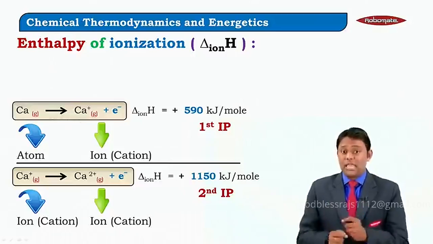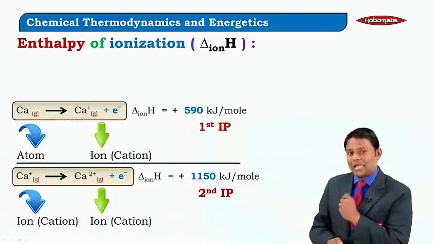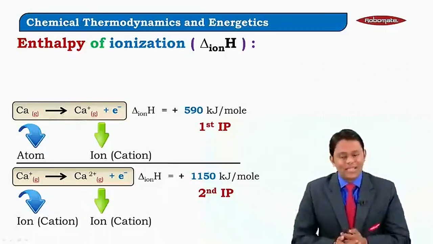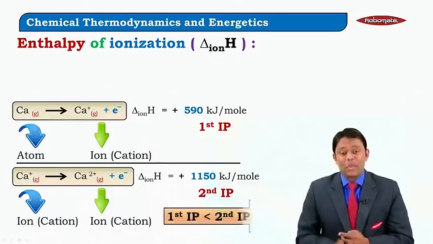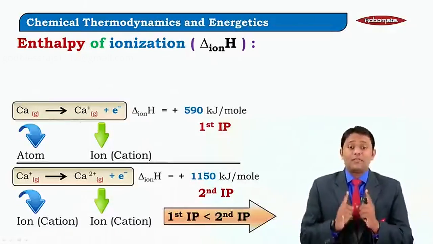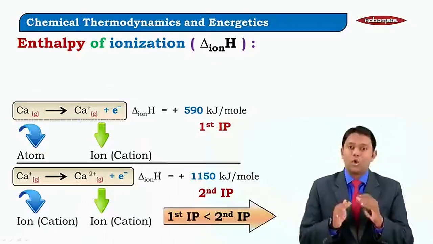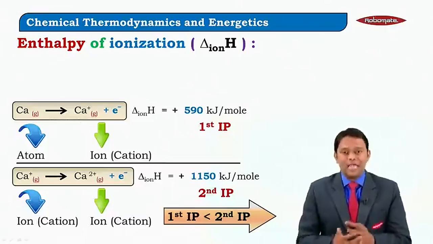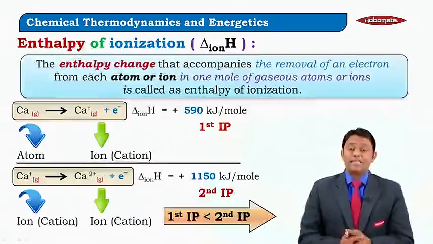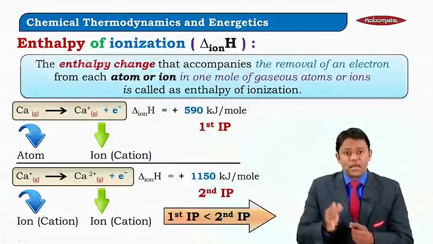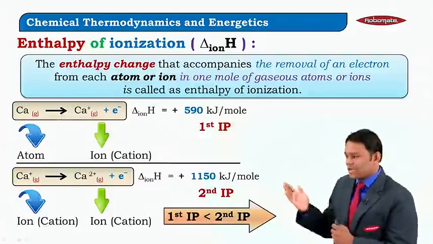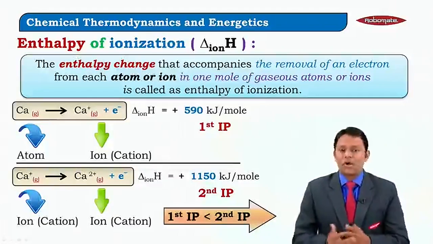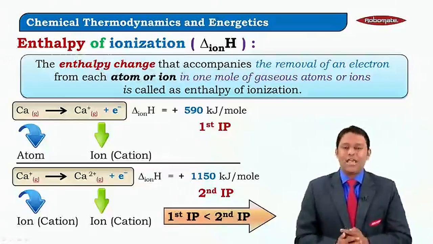If you have seen the first ionization potential and the second one, as the electrons are lost, the size goes on decreasing, and that is why the energy goes on increasing, and so on and so forth. The first ionization potential will always be the lowest, and it will comparatively go on increasing. The definition of enthalpy of ionization is the enthalpy change that accompanies the removal of an electron either from an atom or from an ion, in 1 mole of gaseous atoms or ions.